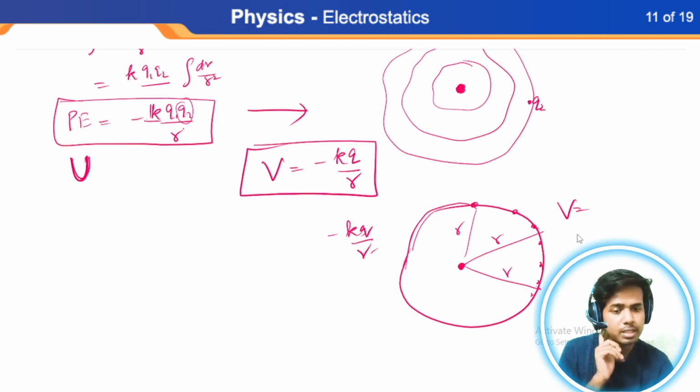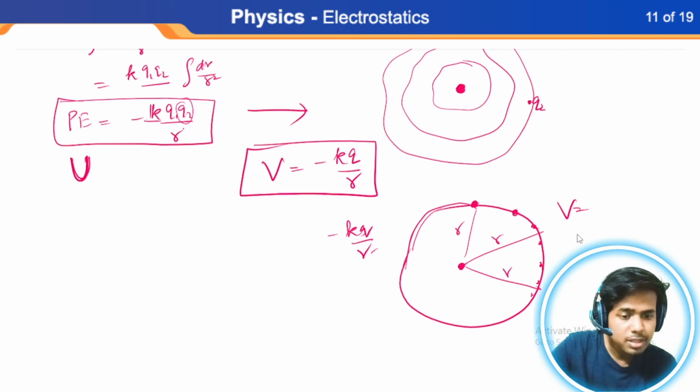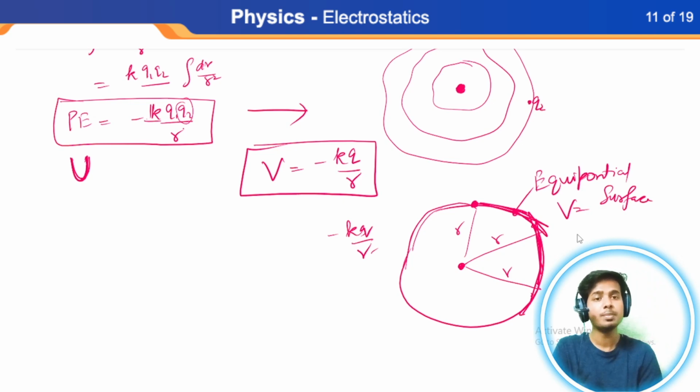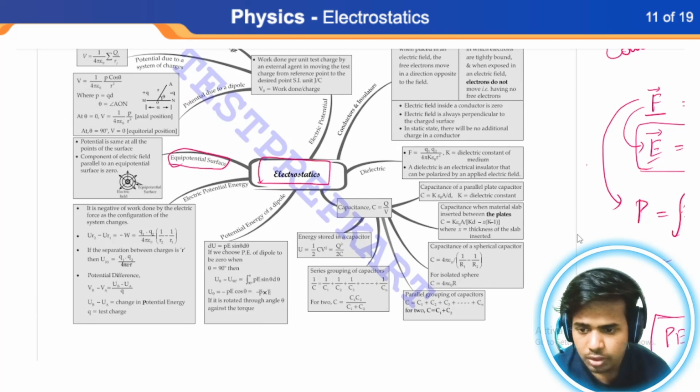So it means basically if you move from this point to this point, there is no potential difference at all. That is why this whole surface will be called equipotential surface. And if you go to any point on an equipotential surface, there will be no potential difference at all. That is the basic thing to take away for this.